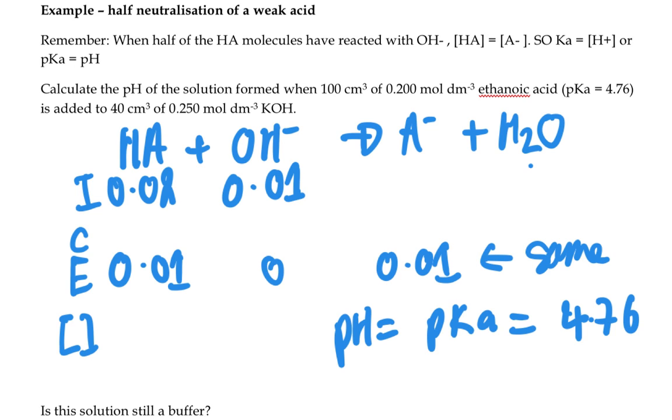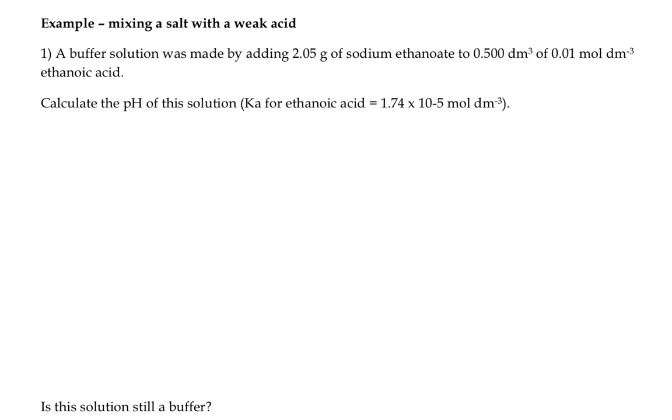These buffers are also really effective because you've got the same amount of HA as A minus, which means they're equally as good at resisting pH changes caused by acid and pH changes caused by alkali. And yes, this is a buffer because it contains both HA and A minus in significant quantities.